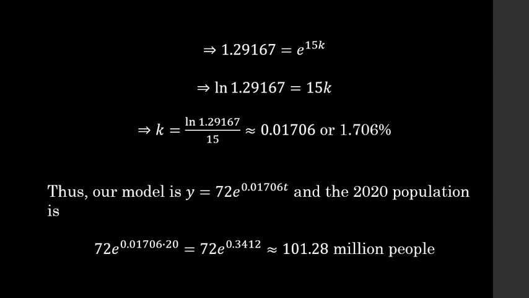But obviously, the more complicated of these two parts was coming up with our k value. Once we found the k value, estimating the 2020 population is just plugging in a value for t. Nothing crazy happening there.